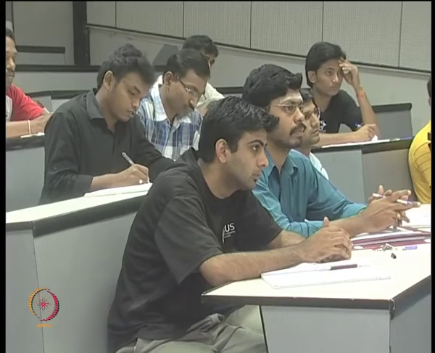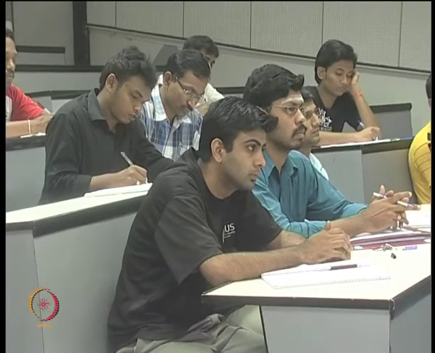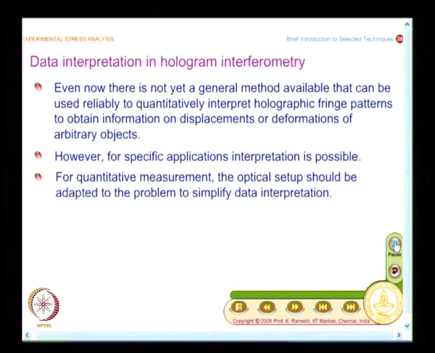Okay. So, what we find here is data interpretation is an issue, and what we will have to do for specific applications, I said already the specific application is determining isopatchics. The optical setup should be adapted to the problem to simplify data interpretation. So, finally, what do you come down to? Planar surfaces are easier to handle. Though you start with 3-dimensional surfaces, 3-dimensional displacement, I can record the information, but interpretation becomes difficult.